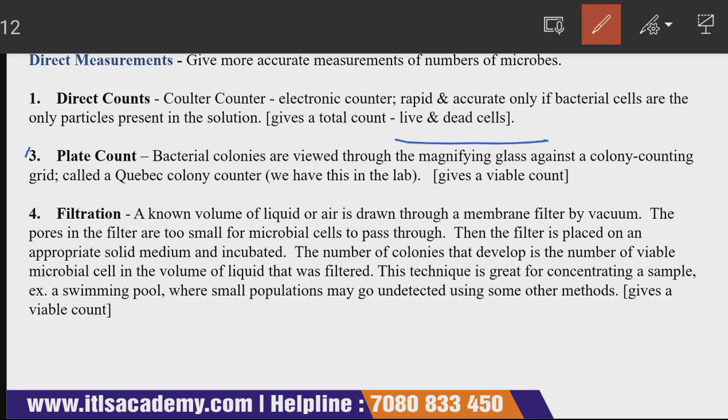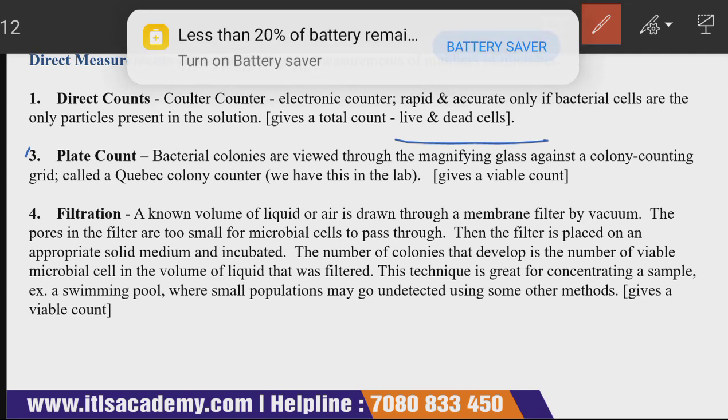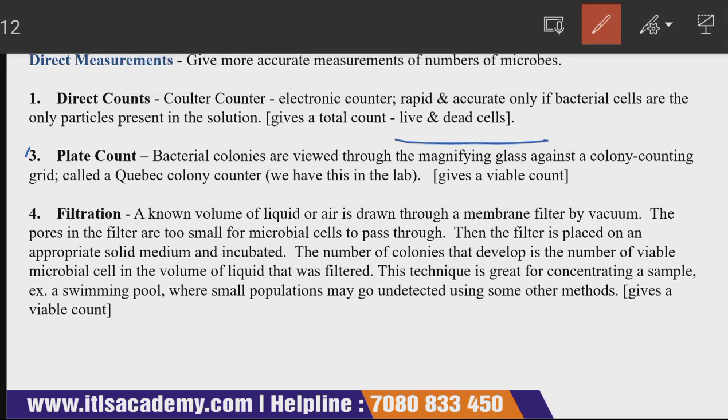Then comes the plate count. Under the plate count, bacteria colonies are viewed through a magnifying glass against the colony counting grid, called a colony count. That gives the viable count.